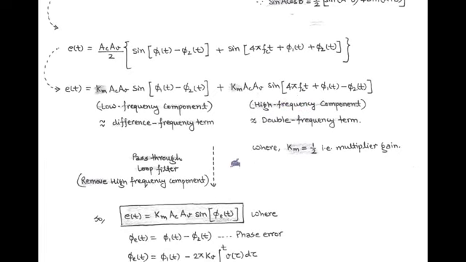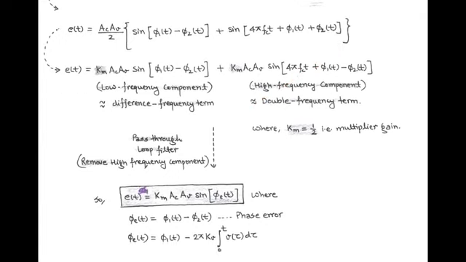As the multiplier output contains both high and low frequency terms, and our interest is only in the low frequency term because the loop filter is a low pass type. After neglecting the high frequency component, we have the low frequency error signal, which is equal to Km Ac Av sine phi_e, where phi_e is equal to phi_1 minus phi_2. And in place of phi_2 we can write 2 pi kv integration of v(tau) d tau.